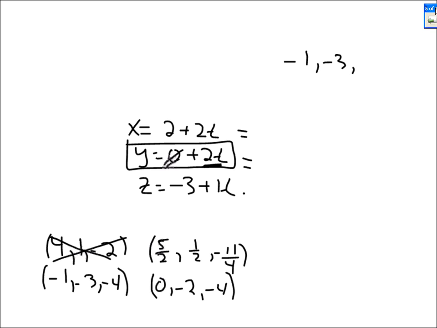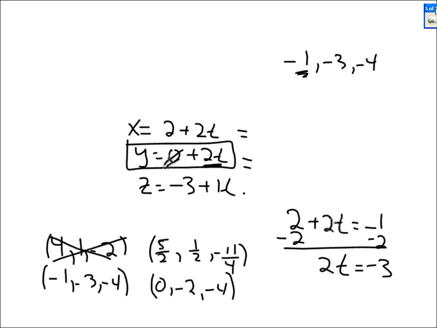-1, -3, -4. In theory, you can take any of the equations, 2 plus 2t, the x value, set it equal to the x value, and solve. Take away 2 from both sides, so you get 2t is -3. Divide by 2, and t equals -3/2. Okay.